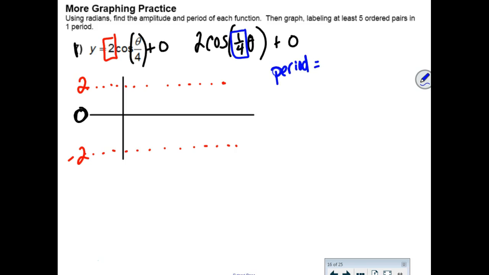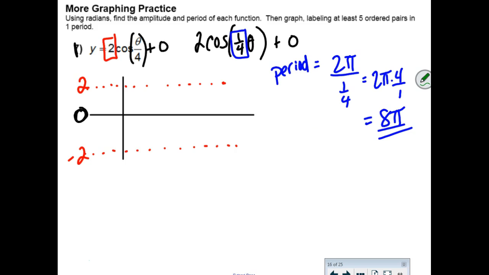So the period is no longer 2 pi. It's 2 pi divided by b, so 2 pi divided by 1/4. All right, then I got to go back to 4th grade for a second. Remember how we divide fractions. We multiply by the reciprocal. So the period is actually 8 pi. Now, for these basic graphs, that means my first cycle will end at 8 pi.